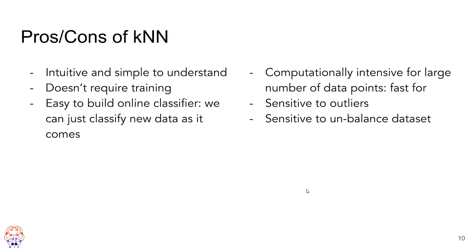as the number of your data points increases, the number of data points you have to compare every time you do the classification also increases, and thus you increase the computational cost. And so it is fast for a small amount of data, but it gets gradually slower over time. Also, as you can see, it's very sensitive to outliers, especially if your k is really small, and it's very sensitive to unbalanced data sets.